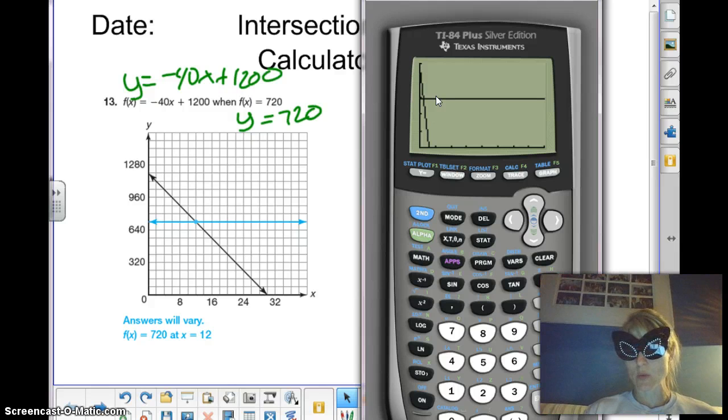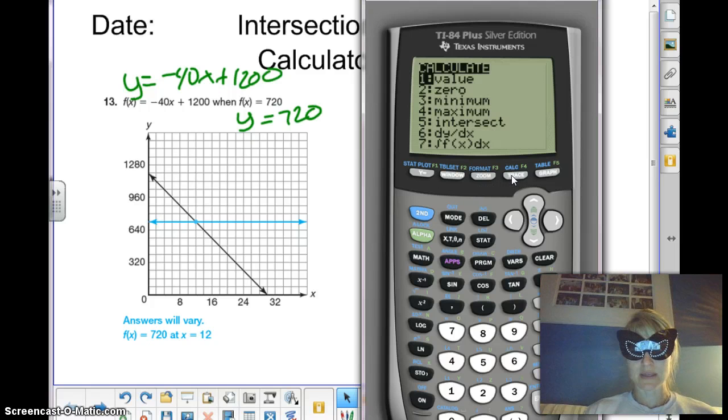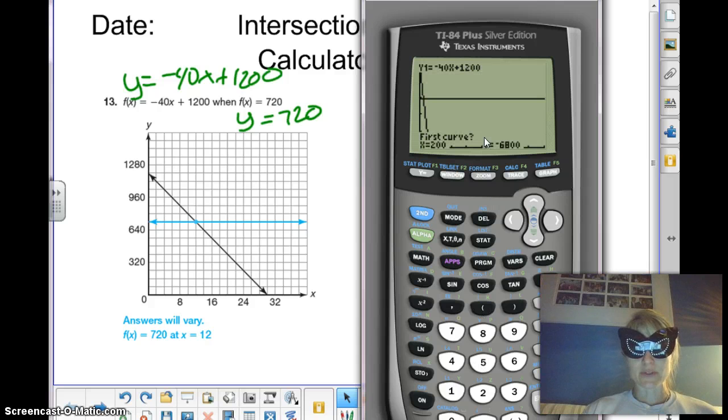Well, there's a way in our calculator to do it. We do second calc. So calc is in blue, so we hit second blue, and we look at the intersect, which is 5. So then it says first curve, okay?